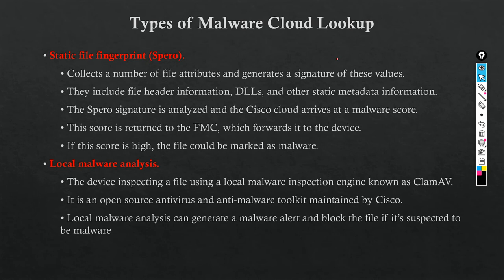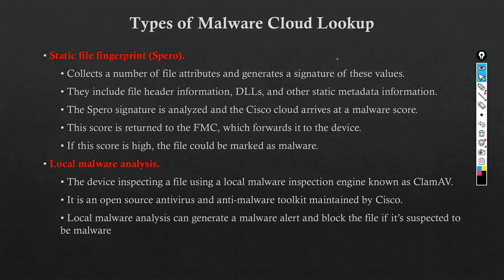So when Spero finishes the signature, it sends the signature to the FMC. The FMC sends it to the AMP Cloud. The AMP Cloud did its inspection and analysis, and scored it as malware. This score is returned to the FMC, which forwards it to the device. What is the device? The FTD. And the FMC will return that disposition to the Firepower, saying, hey, this is malware. So if this score is high, the file could be marked or convicted as malware. This is all about Spero. So it's like that, guys.